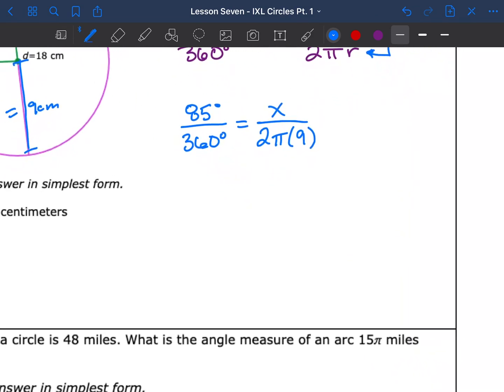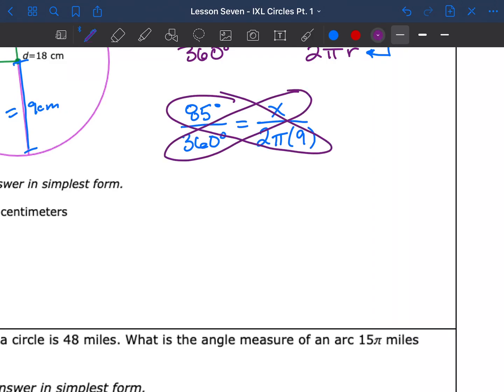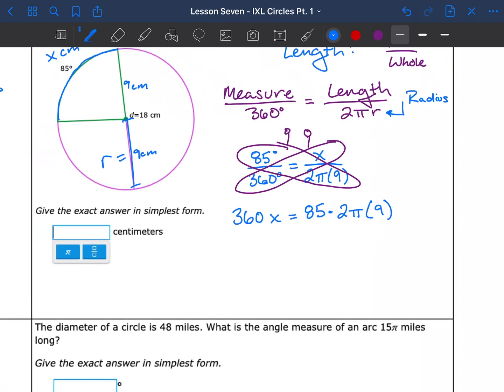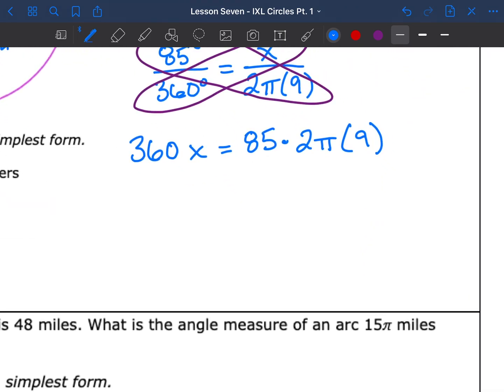Now we do the same thing that we did before. Cross multiply. Now, there are other ways of doing this, and if you're comfortable with it, you can do it. I'm just showing you one way that you can use. So I'm going to have 360x equals 85 times 2 pi times 9. Again, this one has pi in it, so push that aside. We'll bring it back at the end. Nothing to do with the 360x, so I'll bring that down. Now I'm just going to clean this up by multiplying 85 times 2 times 9.